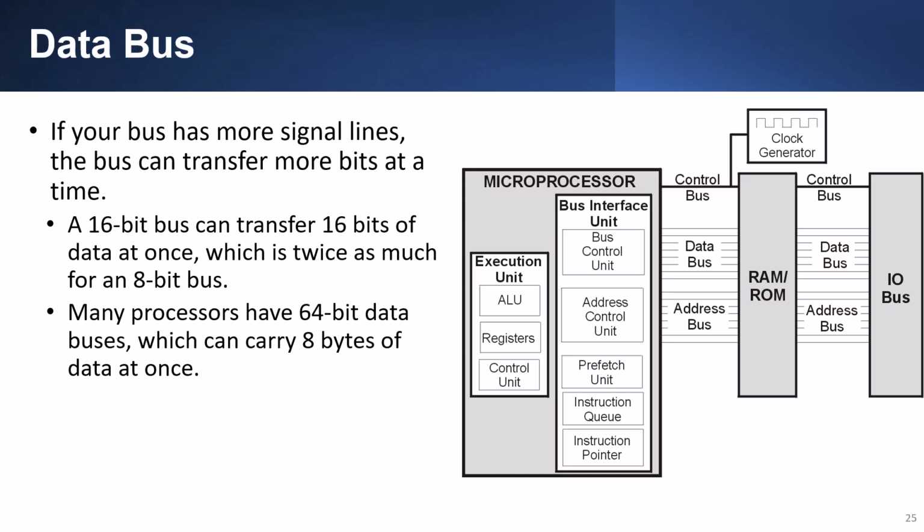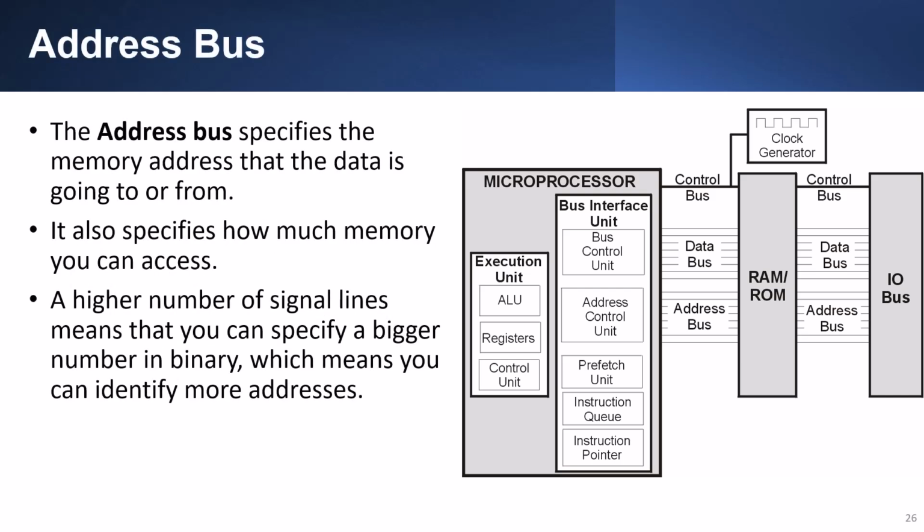If your bus has more signal lines, the bus can transfer more bits at a time. A 16-bit bus will transfer 16 bits of data, while a 64-bit data bus can carry 8 bytes or 64 bits of data at once. The address bus specifies the memory address that the data is going to or from. It also specifies how much memory you can access. If you have a higher number of signal lines, you can specify a larger address.